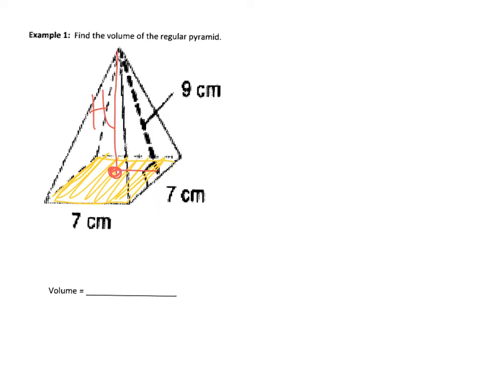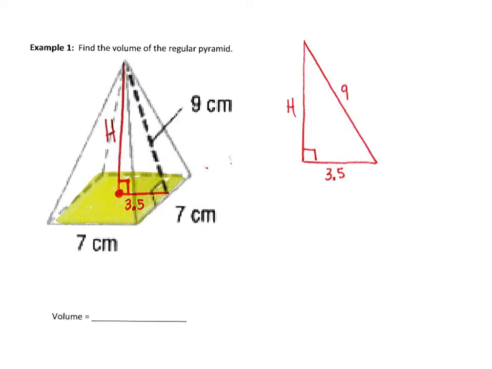So what we are going to do in order to find that capital H is we're going to use the Pythagorean theorem using half of 7. So this is going to be 3.5. So let's go ahead and redraw this red triangle. Okay, so we've redrawn the red triangle.